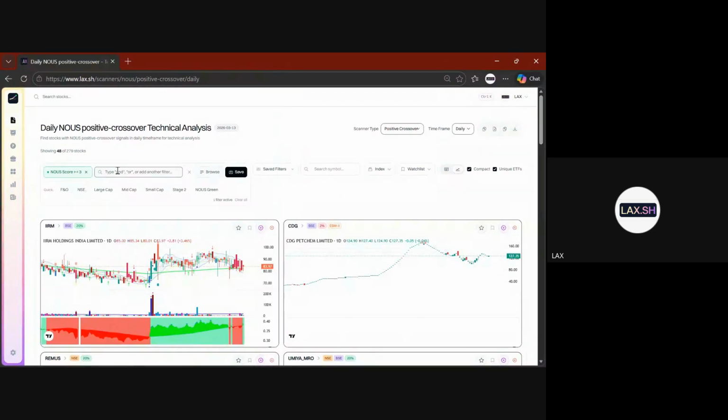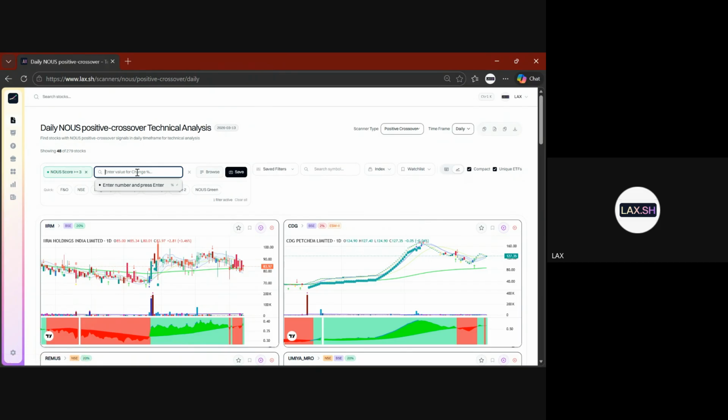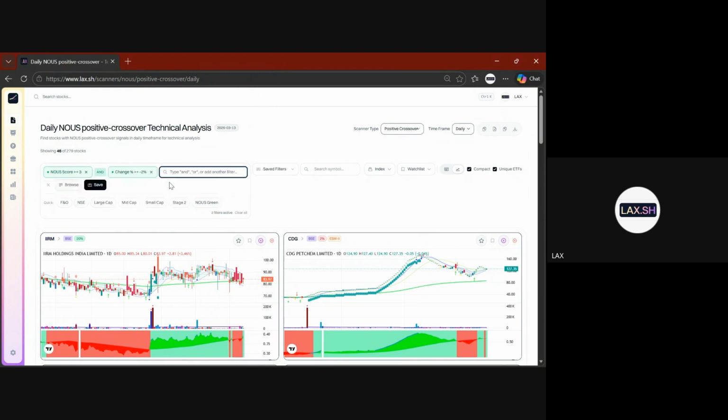For example, can I say percent change of today is greater than or equal to, let's say, -2. Okay. So I am saying a stock might have fallen, but it should not have fallen more than 2%. Okay. I could have done something else, right? Plus 2% or whatever, right? I can do so many things.